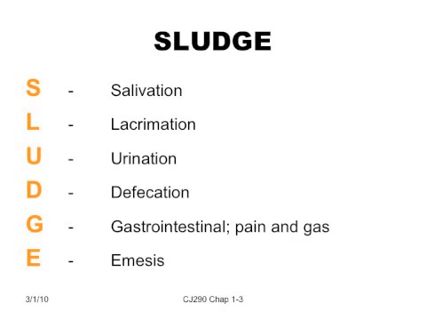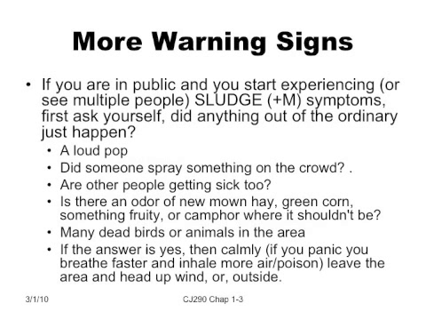G is gastrointestinal. They've got pain and bloating and gas and doubled over, and E is emesis or vomiting. So if you see these things all together, rapid onset, you know something's not right. Let's put this with some warning signs, right?